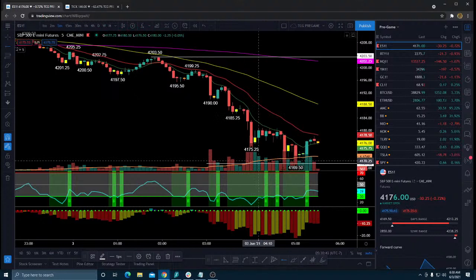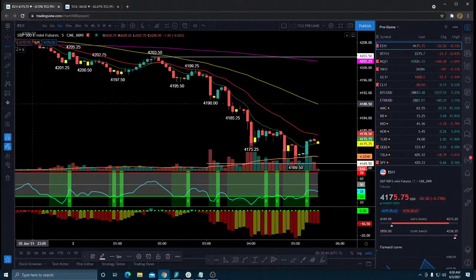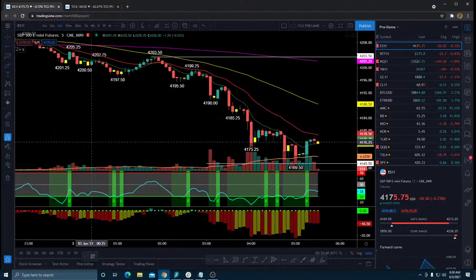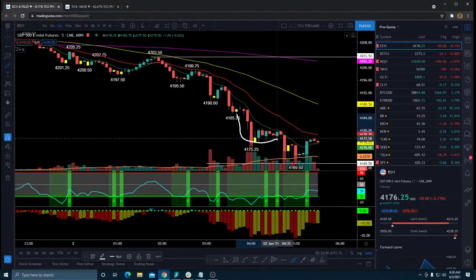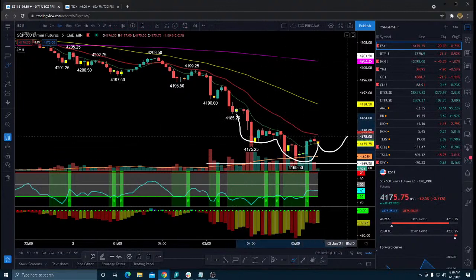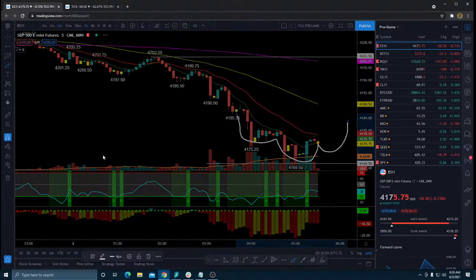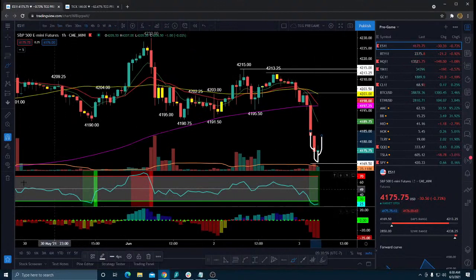We have the potential for a little 5-minute inverse head and shoulders, and that looks like this. Here's the left shoulder, potential head. Now we look for symmetry on the right shoulder. Overall ES, we are oversold. Hourly RSI is at 25.